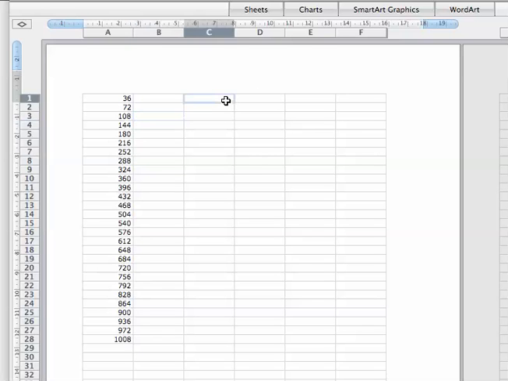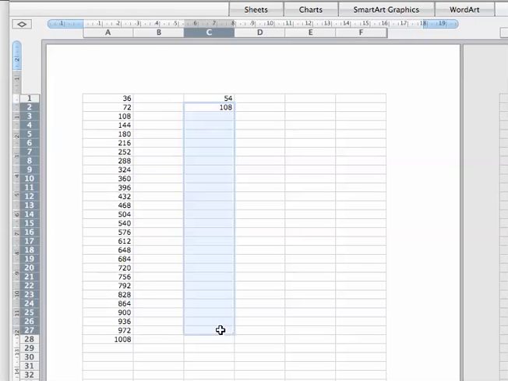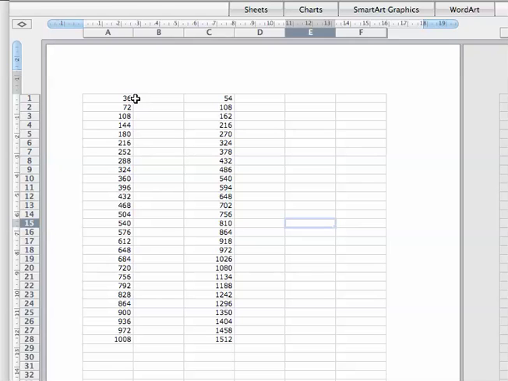I'm going to do the same with 54 over here. So 54, and I'm just going to add to that: equal to this plus 54, and then fill that down. Okay, so notice 36, 72, 108, 144, 180, 54, 108, 162, 216, 270, 324.